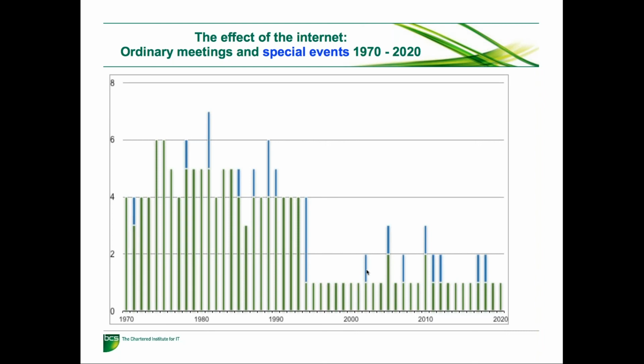In 2002, the special meeting was to consider requirements for the next Fortran standard. In 2007, that was a very successful meeting to commemorate the 50th anniversary of the first Fortran compiler, and we've had a few special events since.